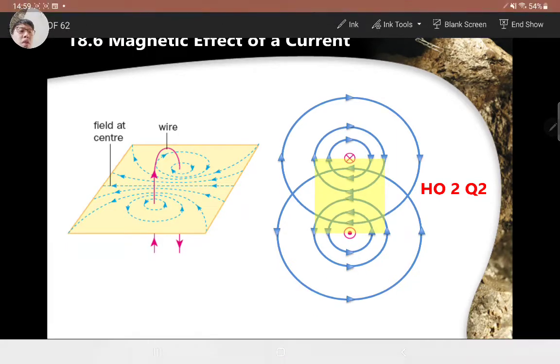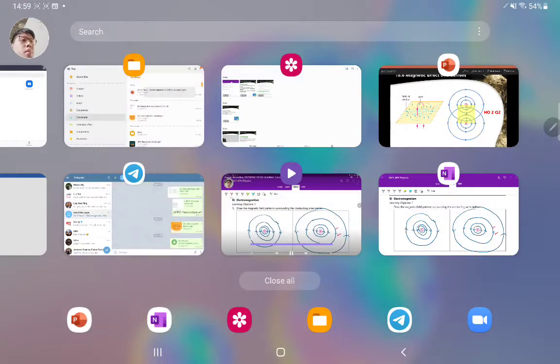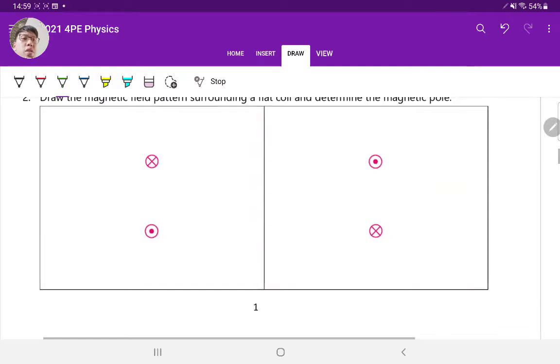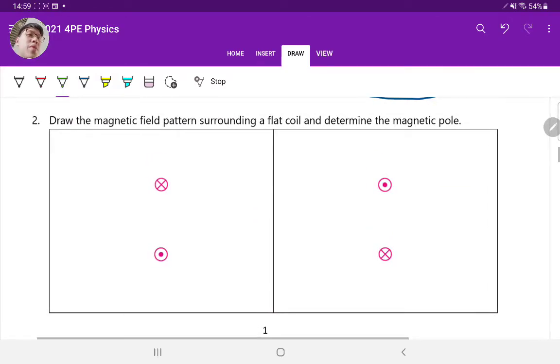Let's look at handout 2, question 2. Draw the magnetic field pattern surrounding a flat coil and determine the magnetic pole. So this is a flat coil, or you can just think of it as two wires, but it's a flat coil. This is the wire coming out here, and then it's going in from this side. It's a coil. How will you draw this?